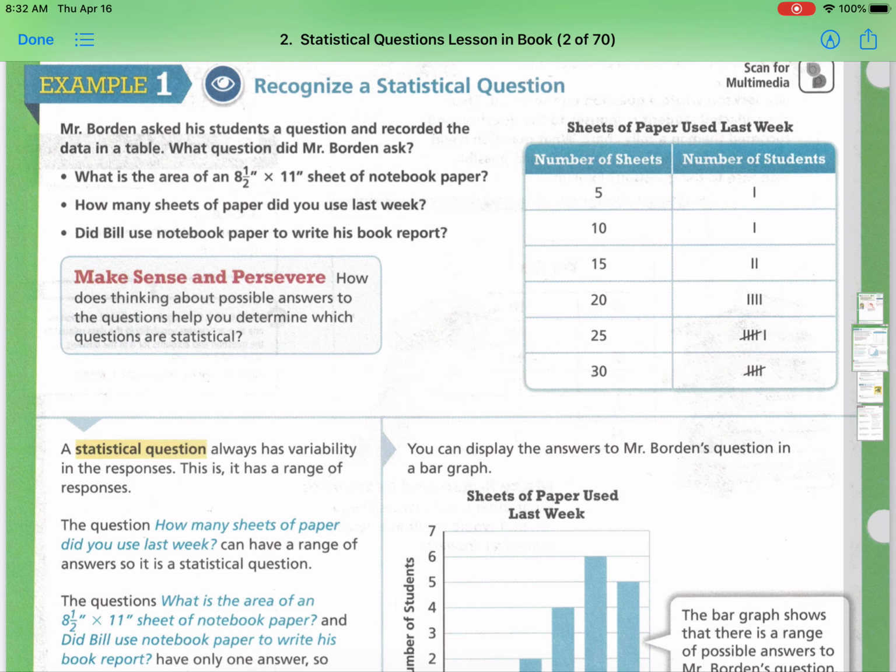So the title of the table says sheets of paper used last week, and then the first column says the number of sheets. The second column says the number of students. So for each amount of sheets, it counted how many students use that many sheets of paper.